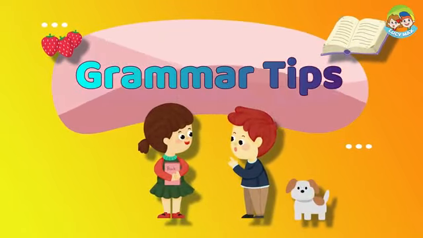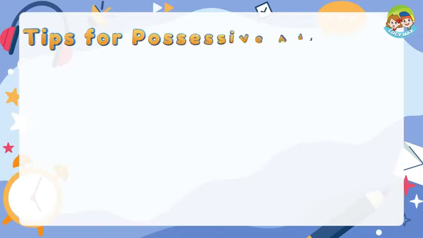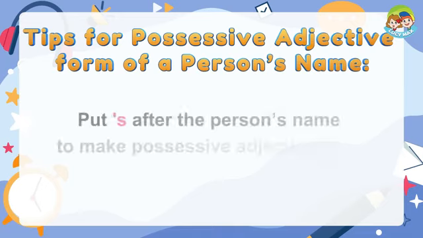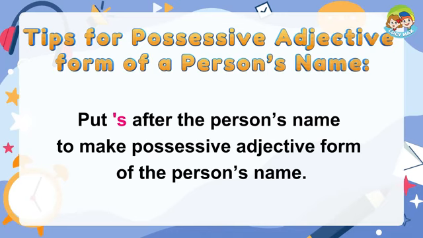Grammar tips. We have tips for possessive adjective form of a person's name. We put apostrophe S after the person's name to make possessive adjective form of the person's name.